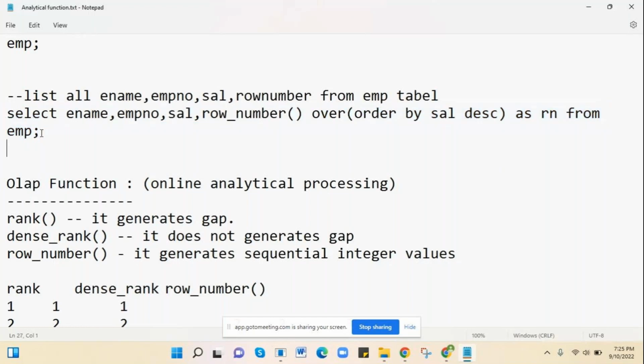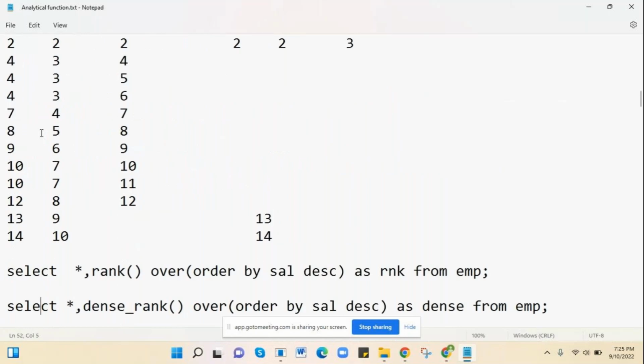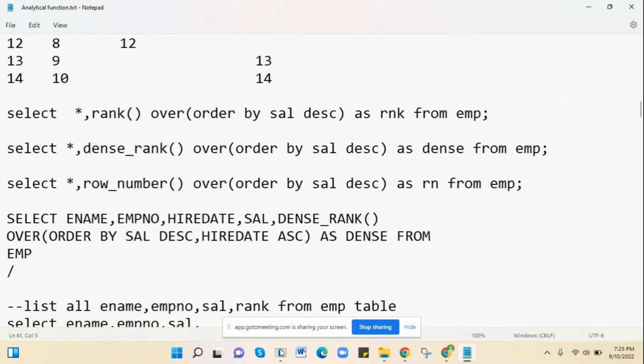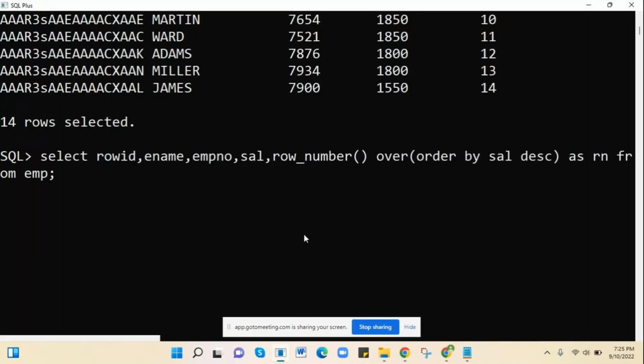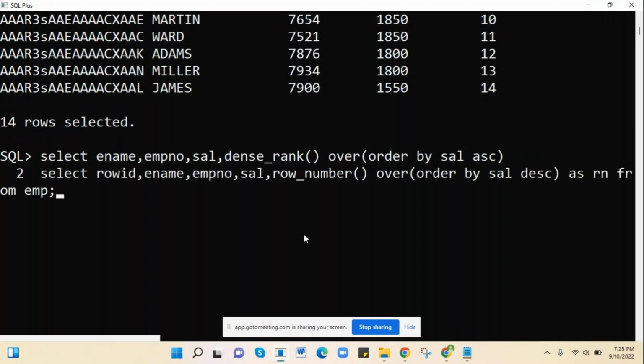Here we have one interview question. How to find out the details of employees who are getting the highest salary? First highest salary, second highest salary, like that. Here we have descending. If you are using ascending, it will give least to top.